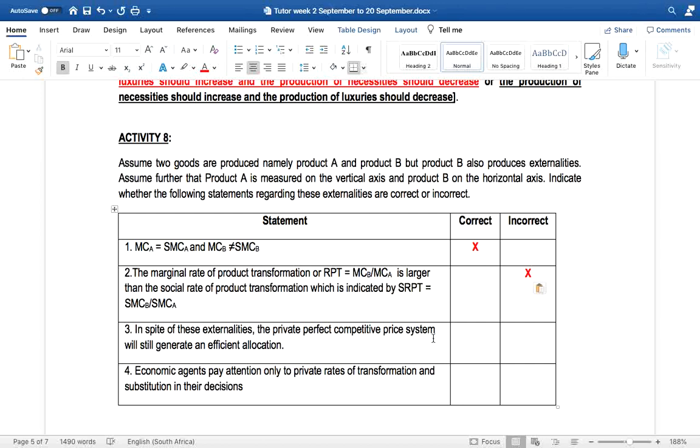In spite of these externalities, the private perfect competitive price system will still generate an efficient allocation. There's a theory in your textbook, on page 177, the old one. It says, the rules for optimal allocation apply to social trade-off rates, whereas the price system equates only private rates. Hence, the allocation brought about by relying on the private decisions of firms and individuals under a competitive price system may not be efficient. So in this case, it's incorrect.